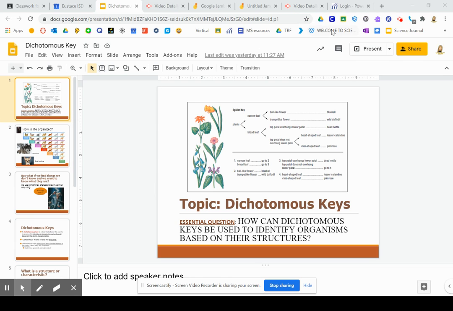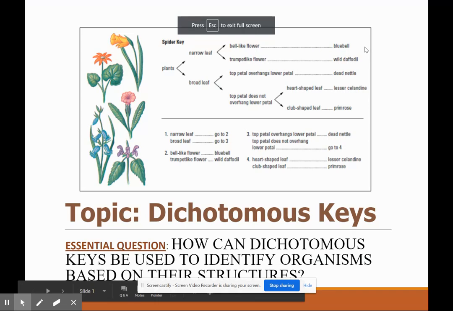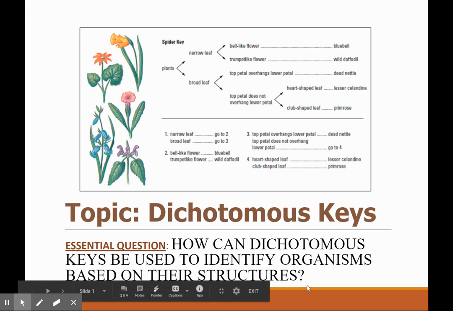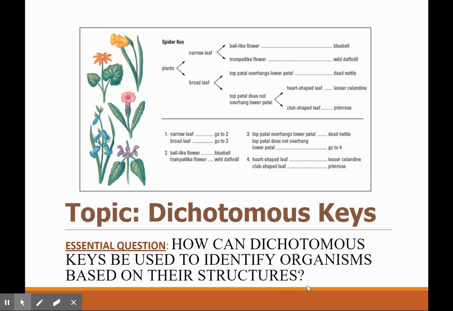Okay, so at the top of your notes, you should see two things that you have to fill out, topic and essential question. So you do have to write those down. Everybody should have topic is dichotomous keys. Essential question, how can dichotomous keys be used to identify organisms based on their structures? And I'll just wait till I see pencils down because I do want you to get the entire question written.